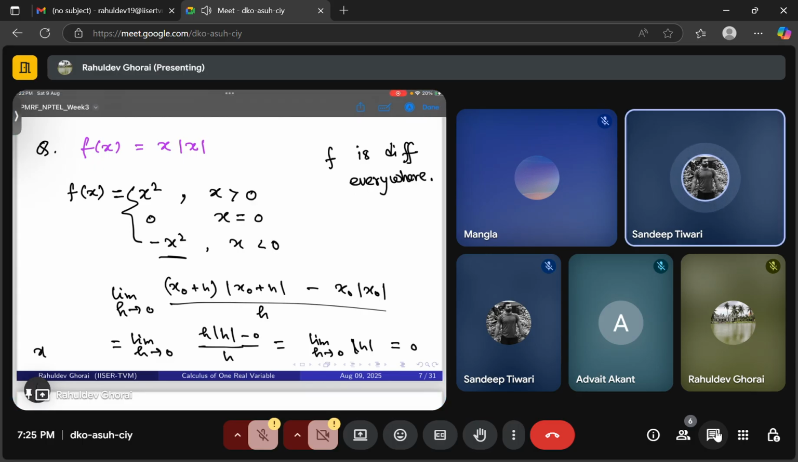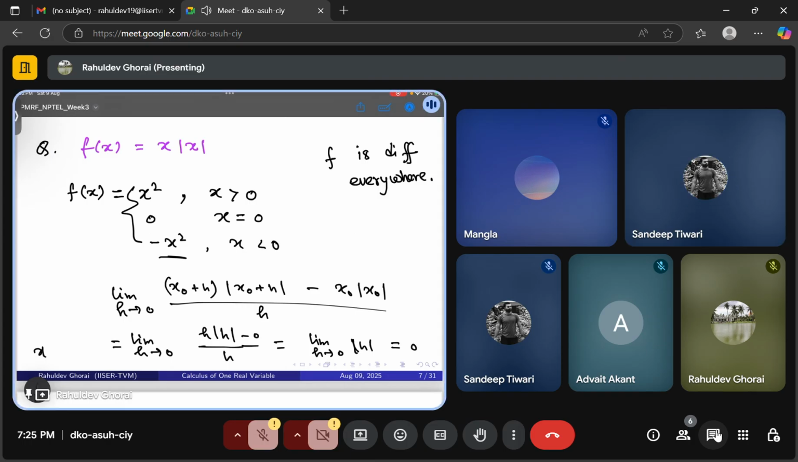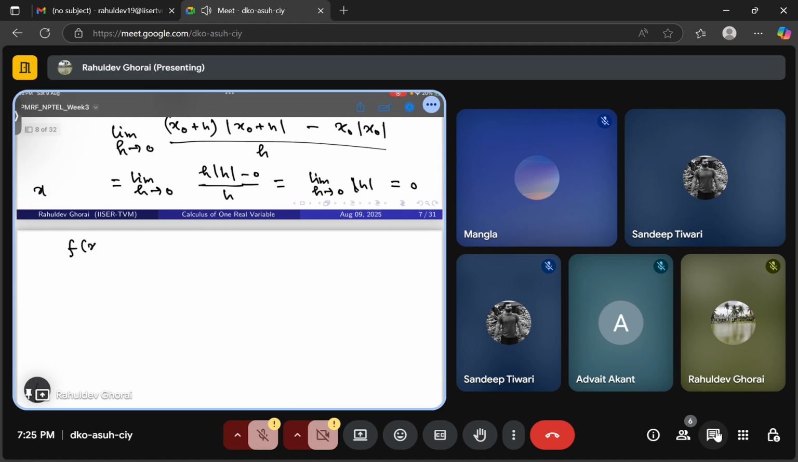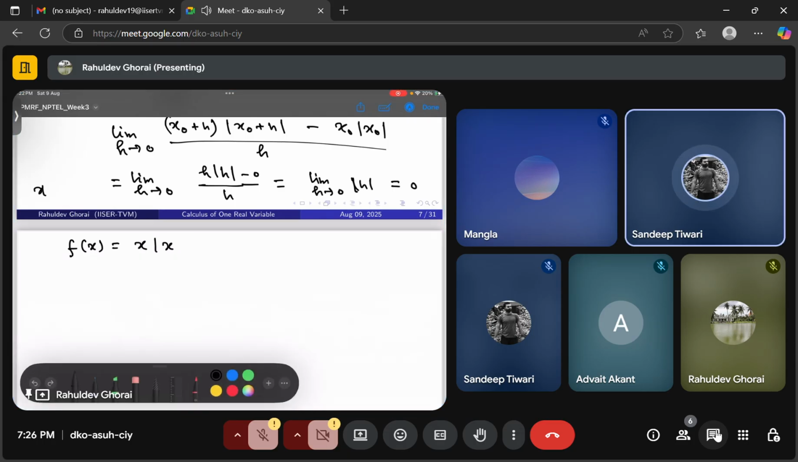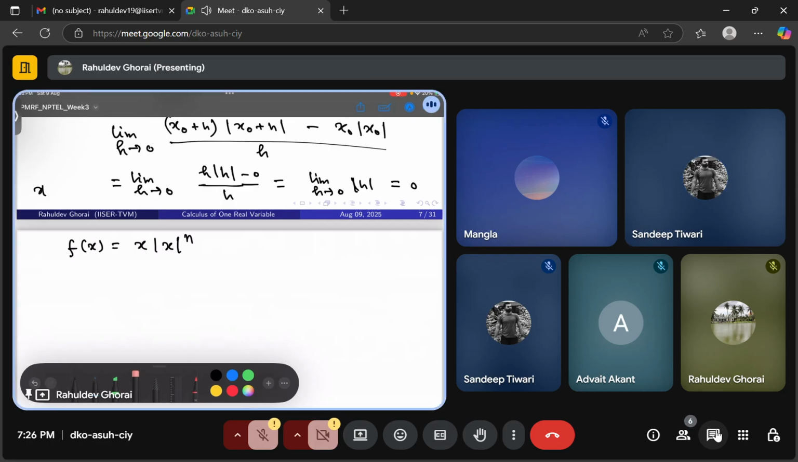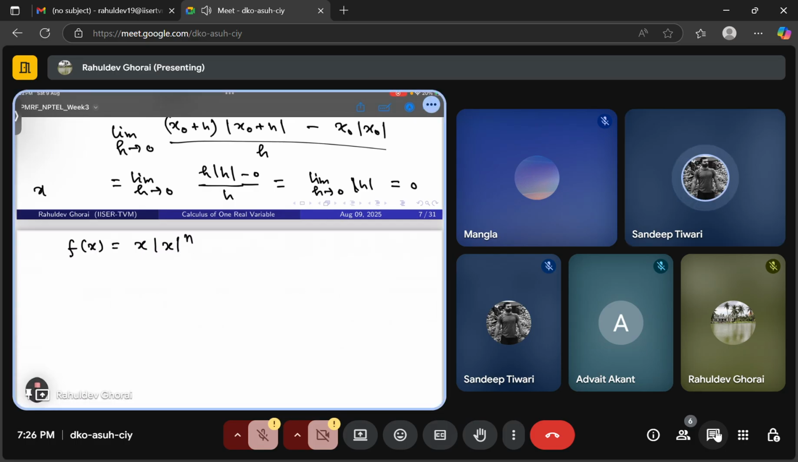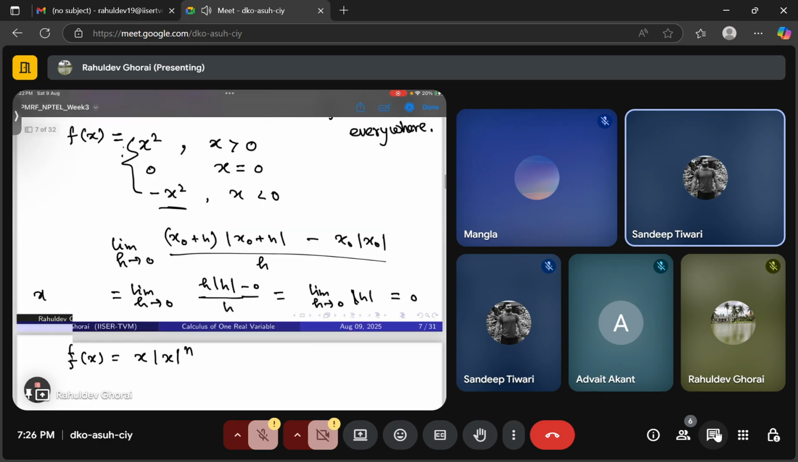Sir, if we replace f of x as x times modulus x to the power n, so f of x is equal to x times mod of x to the power n, with the whole power n? Yes, the power is outside the mod, write it like this. So I am saying that this is differentiable if n is even, and it is not differentiable at 0 if n is odd.